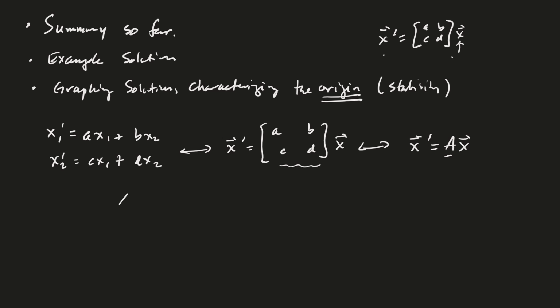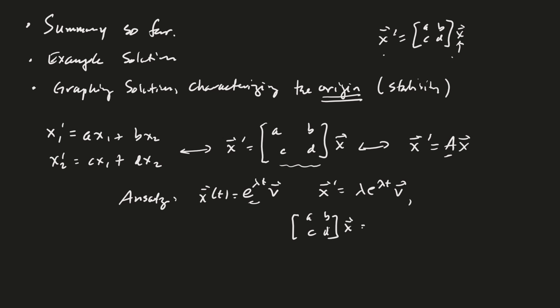All right, so then we said that our ansatz is x of t equals e to the lambda t times v. And so if you differentiate that, the only thing with t is the exponential function there. You would just have lambda e to the lambda t times v. And so on the other side of that, you have [a b; c d] times x, and that would be [a b; c d] times e to the lambda t times v.